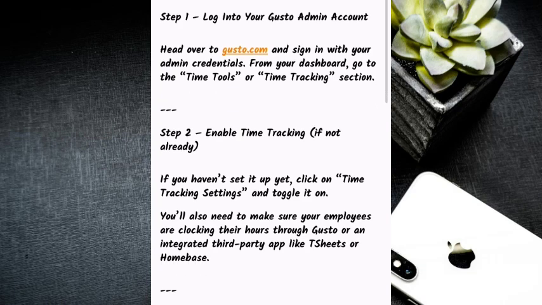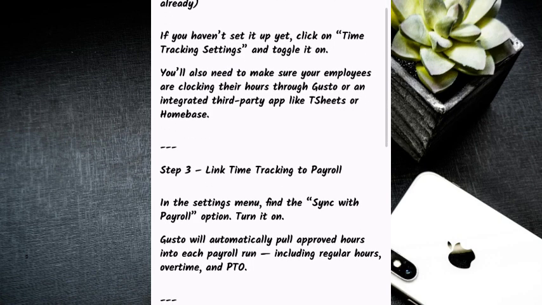If you haven't set it up already, just click on time tracking settings and toggle it on. You also need to make sure your employees are clocking their hours through Gusto or an integrated third-party app like T-Sheet or Homebase. Step 3, link time tracking to payroll. Now in the settings menu, you want to find the sync with payroll option and turn it on. Gusto will automatically pull approved hours into each payroll run, including regular hours, overtime, and PTOs.